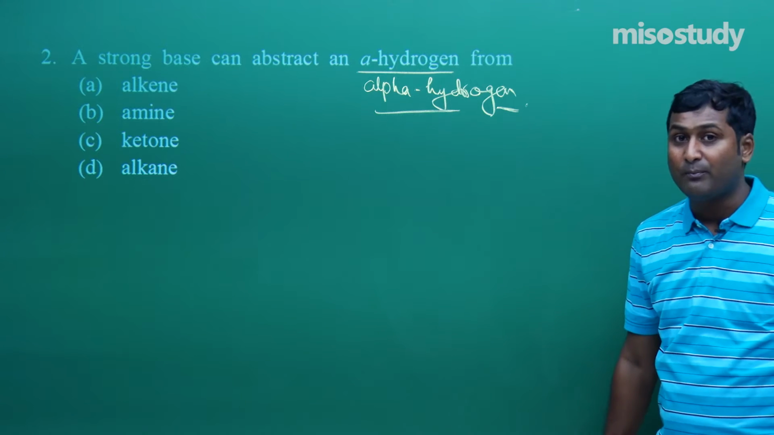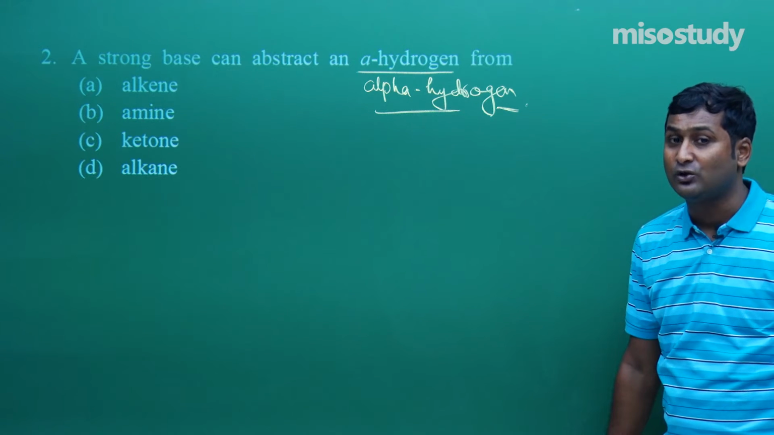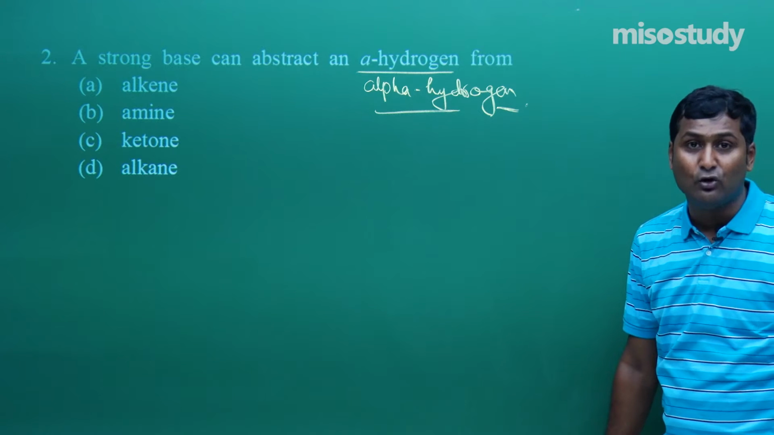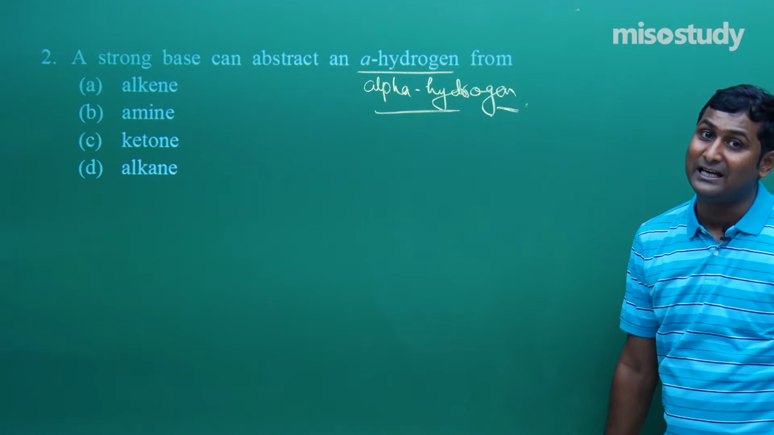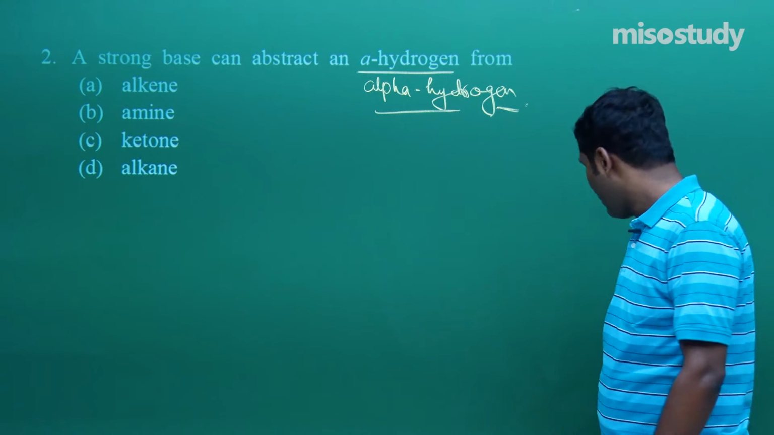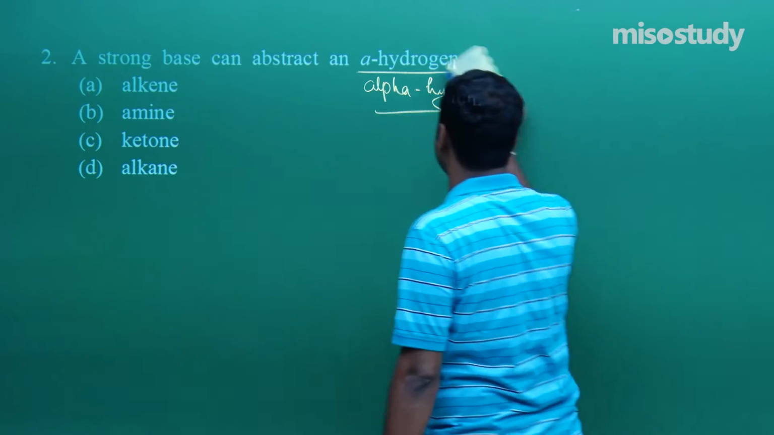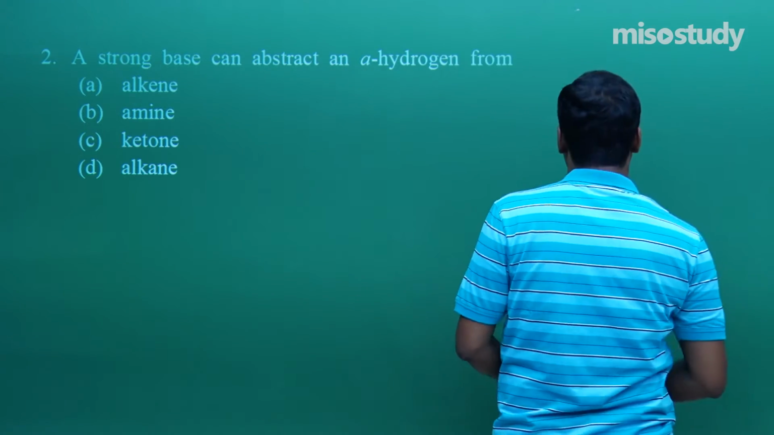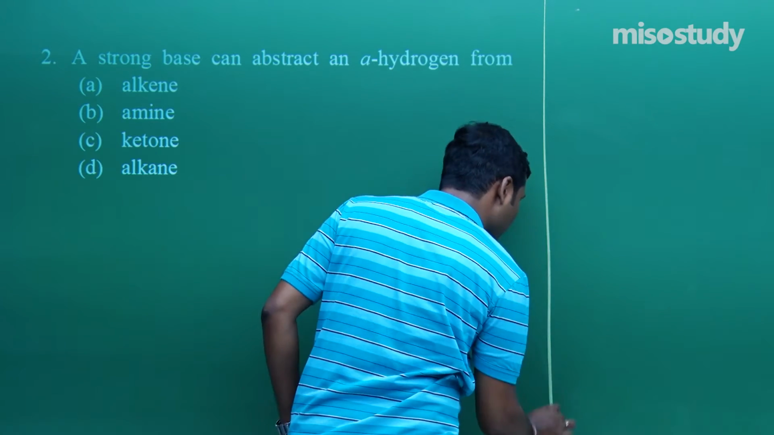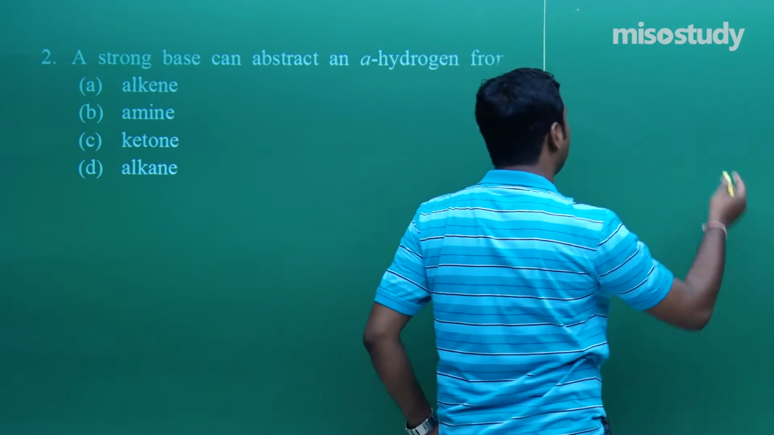And which compounds give aldol condensation? Do you remember? Yes, sir, we do. That is aldehydes and ketones. So what will happen in this case? Which type of reaction will they give? If I take an aldehyde, do you remember? They form aldol.